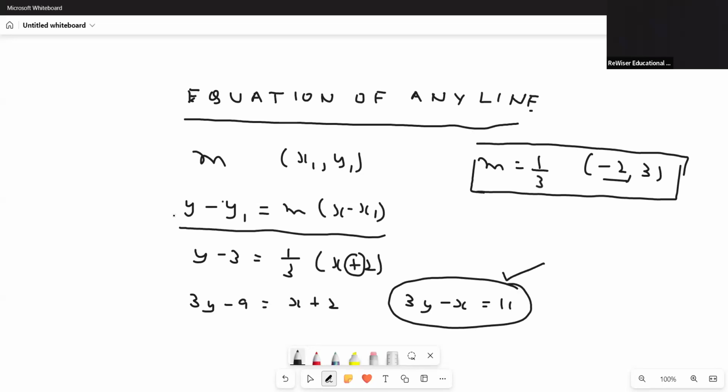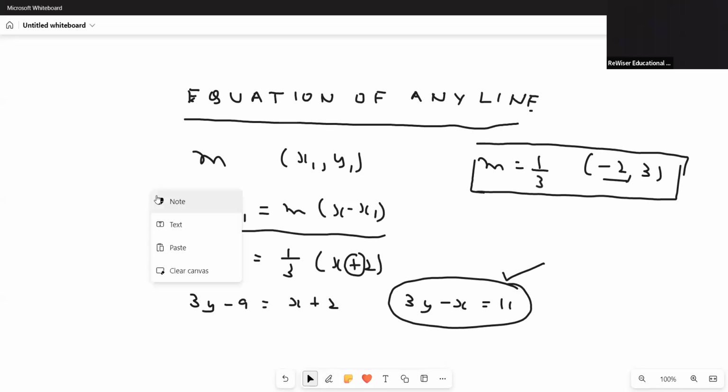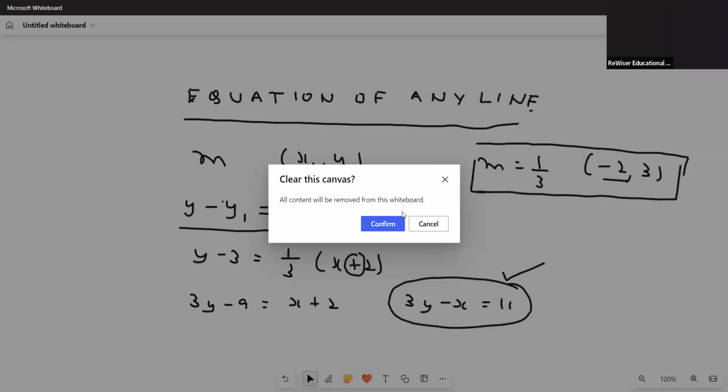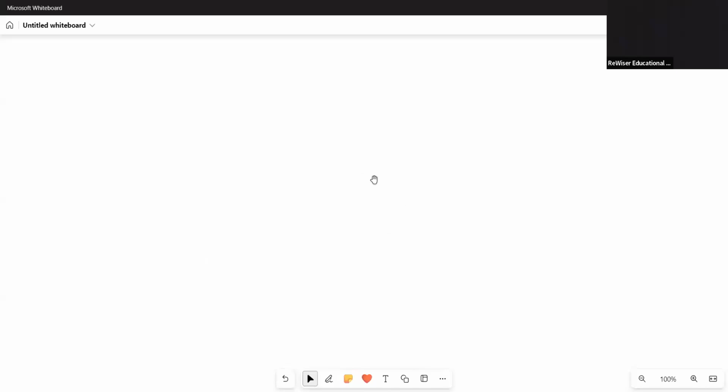Now, moving ahead from here, from the equation of the line, we need to discuss something about the slopes. Now, we are discussing parallel lines.